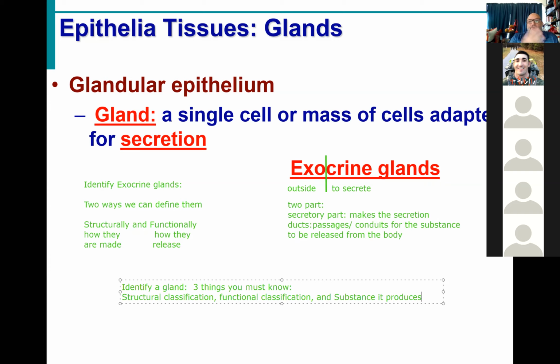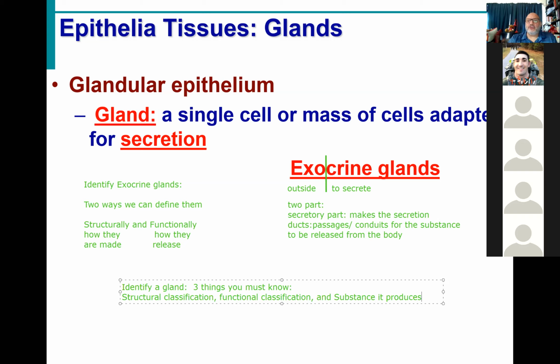And 4 of the possible questions I could ask you: first, identify the gland, and you would say sebaceous gland. But I could also ask you its structural classification, and you're going to need to know that it's a simple branched alveolar gland. I could ask you the functional classification, and you're going to need to know that it uses the holocrine mode of secretion. And you're going to need to know the substance it produces, and you're going to say sebum, and the function of that substance as well.